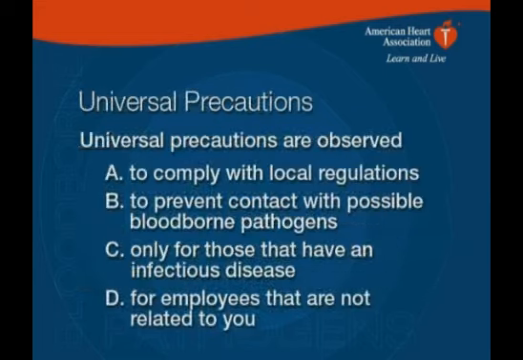Which of the following correctly describes why universal precautions are observed? Universal precautions are observed: A, to comply with local regulations, B, to prevent contact with possible blood-borne pathogens, C, only for those that have an infectious disease, or D, for employees that are not related to you. The correct answer is B, to prevent contact with possible blood-borne pathogens.